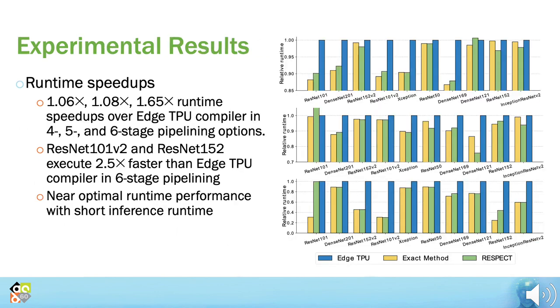Now let's move to the experimental results. Specifically, RESPECT provides 1.06 times, 1.08 times, and 1.65 times speedup over the Edge TPUs compiler in 4, 5, and 6-stage pipelining. For example, for model ResNet 101 v2 and model ResNet 152, RESPECT provides 2.5 times faster than the Edge TPUs compiler in 6-stage pipelining. The overall scheduling performance comparison is shown in the red figure.